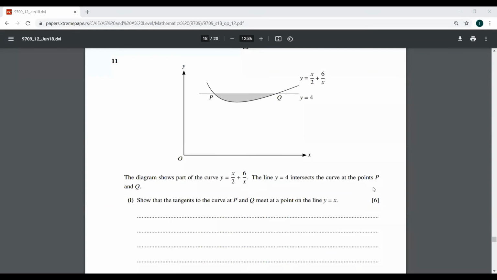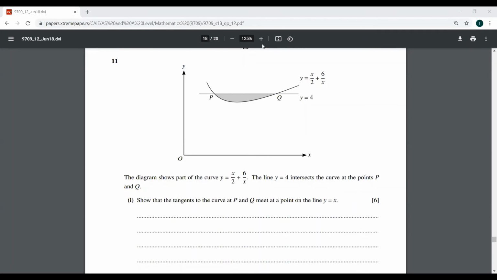Okay, question number 11. The diagram shows part of the curve, the line y equal to 4, and the points P and Q. Show that the tangents to the curve at P and Q meet at a point on the line y equal to x. So what would that mean to you, that the tangents to the curve at P and Q meet at the line y equal to x? How would you show that?